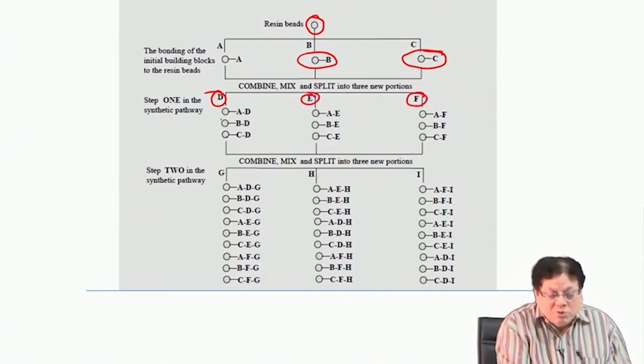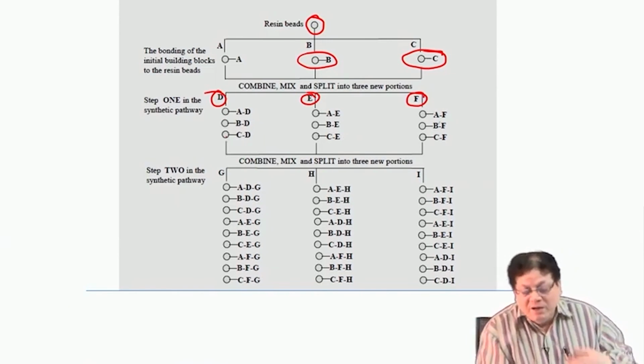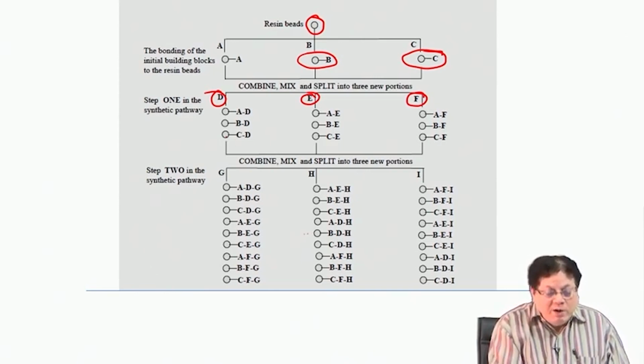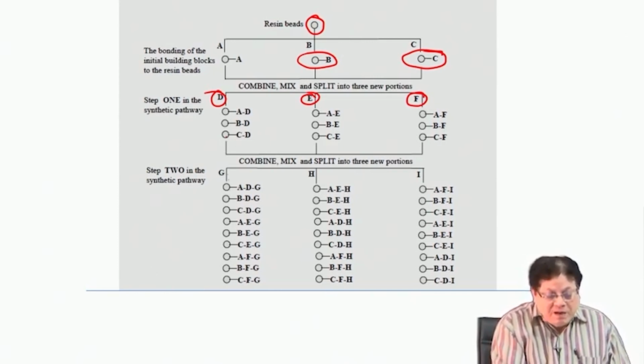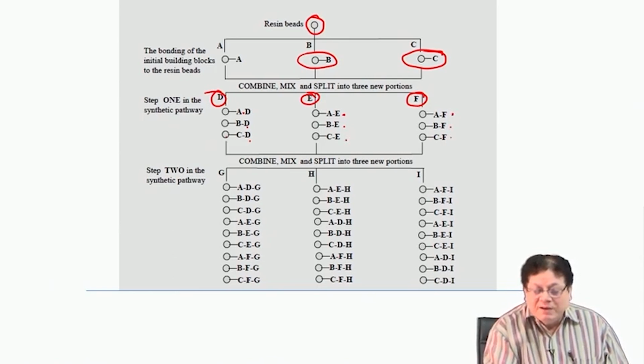So, in the process what you are doing, you are getting here A, D, B, D and C, D. Here you will get A, E, B, E, C, E and so on. So, in the third one, you are adding F, so A, F, B, F and C, F. Then you again mix it and split. So, when you split, each well will have beads which are connected to A, D, B, D, C, D, A, E, B, E, C, E as well as A, F, B, F and C, F.